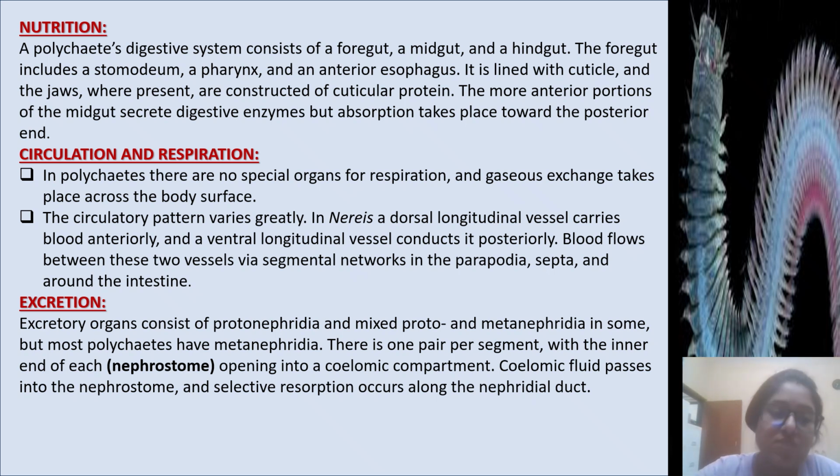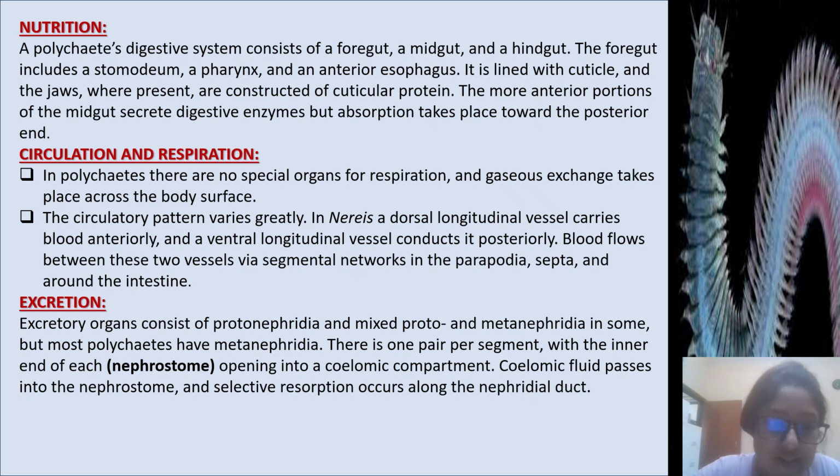Next, circulation and respiration. In polychaetes, there are no special organs for respiration. The gaseous exchange takes place across the body surface. The circulatory pattern varies greatly. In nereids, a dorsal longitudinal vessel carries the blood anteriorly and a ventral longitudinal vessel conducts it posteriorly. Blood flows between these two vessels via a segmented network in the parapodia, septa, and around the intestine.